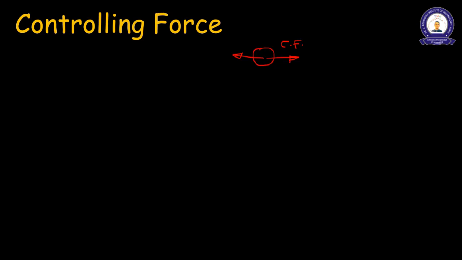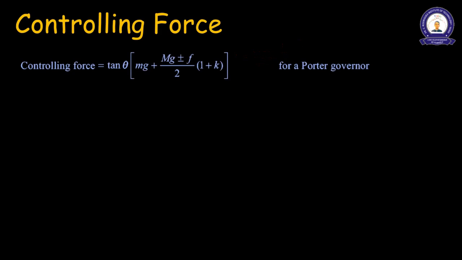Its exact value can be given as tan theta into (mg plus capital Mg plus or minus small f, that is force of friction) divided by 2 into (1 plus k). This is for Porter governor. In case of Hartnell governor, it is 1 by 2 (mg plus fs plus or minus f) into b by a.